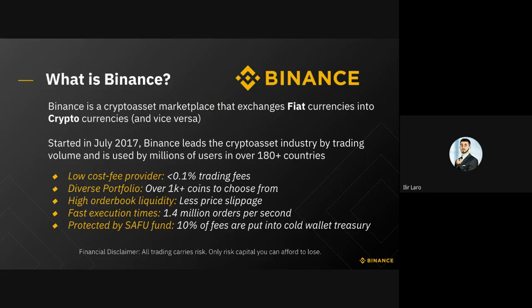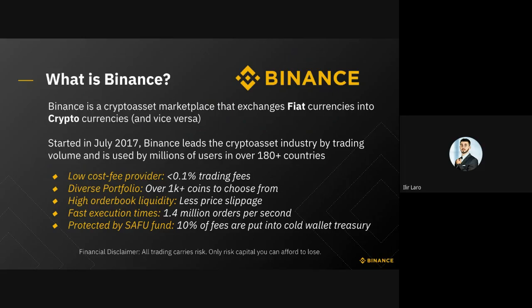In short, Binance is a crypto asset marketplace that exchanges fiat currencies into cryptocurrencies and vice versa. What do I mean by fiat and crypto? Well, fiat is a government-backed currency, much like the GBP, euro, US dollar, or the Chinese yuan. These are traditional currencies that are very much government-based, and we use them on a day-to-day basis. Cryptocurrencies are currencies created via blockchain technology. They are not government-backed, but are technologically and mathematically sound currencies. These can be Bitcoin, Ethereum, Litecoin, etc.